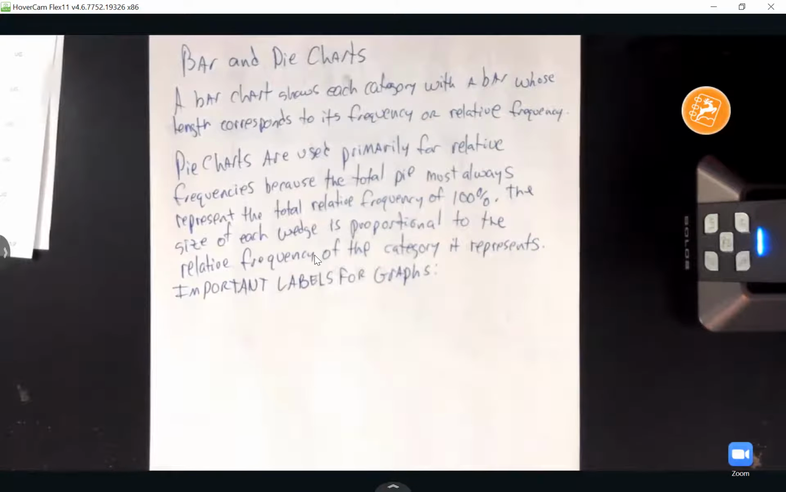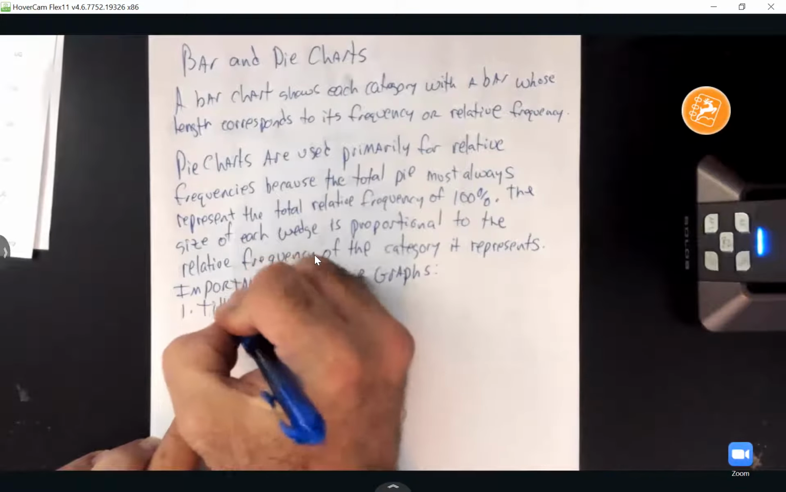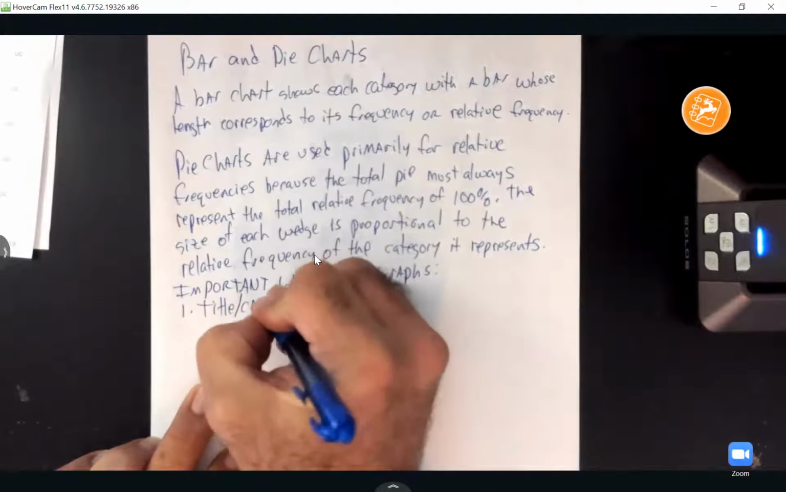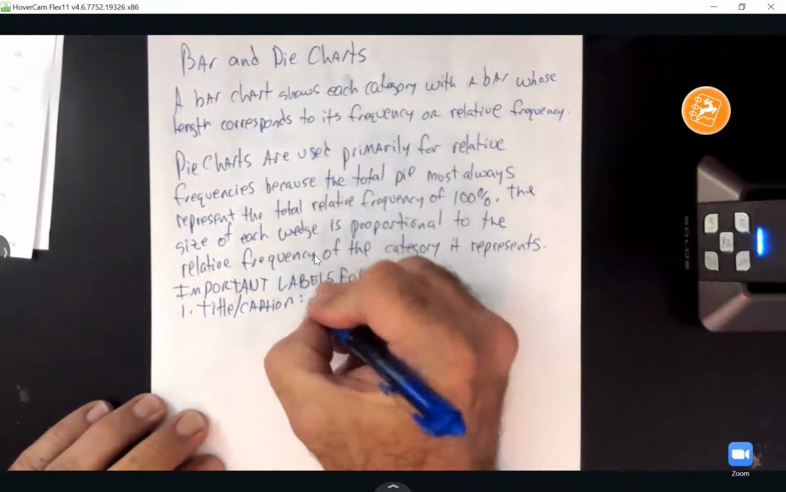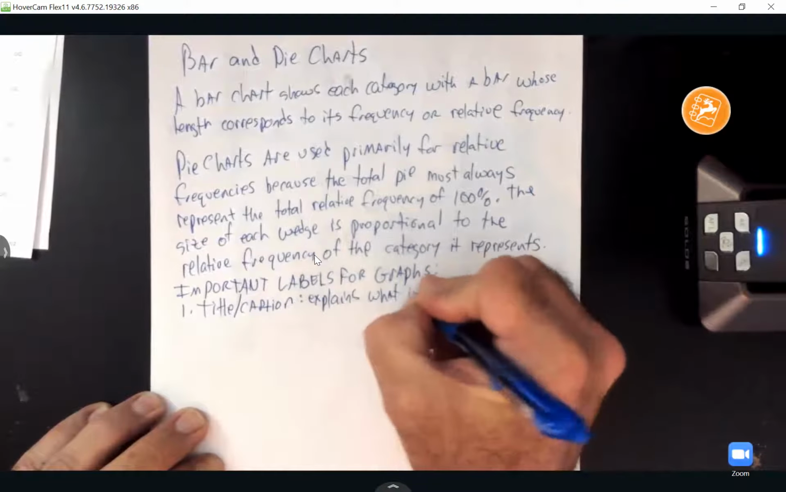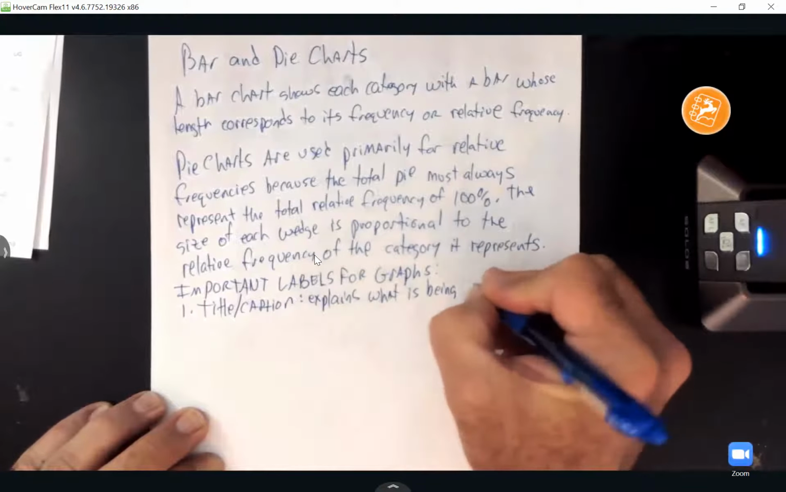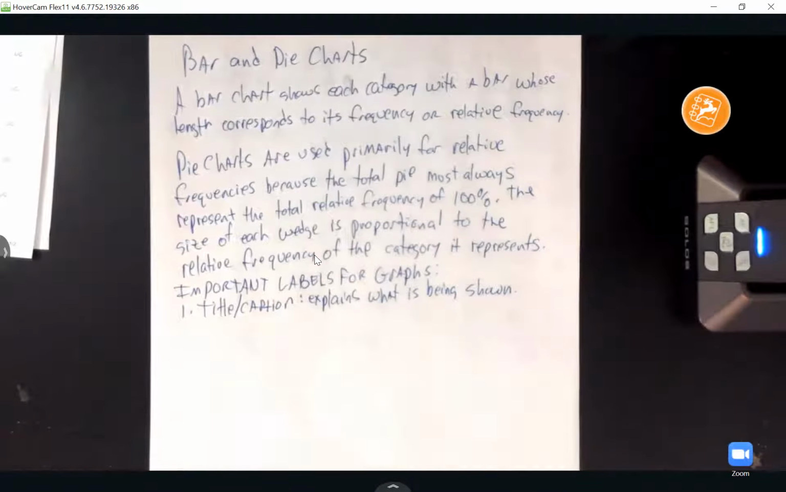So when you're making a graph for somebody, these are some important things you want to have on there. You want to have a title or caption that explains what is being shown. And then if possible, list the source of your data.